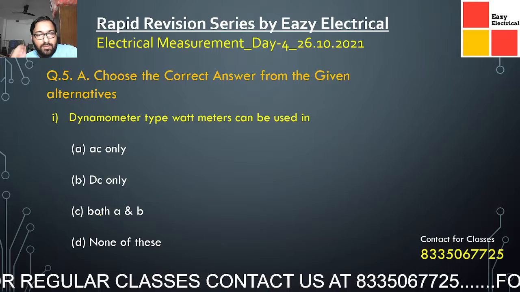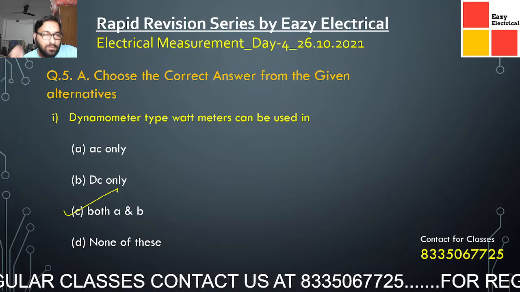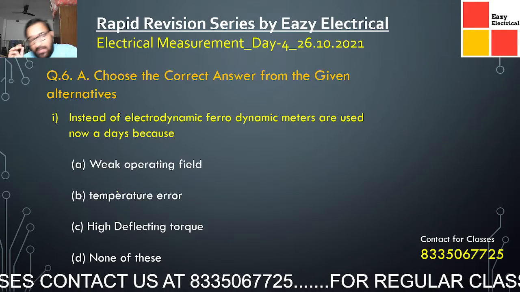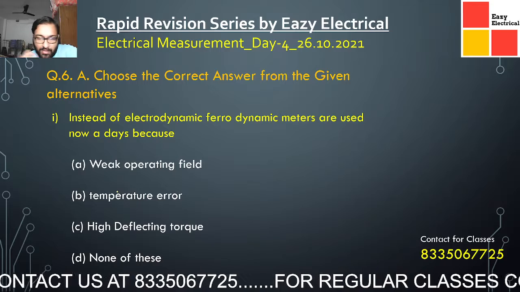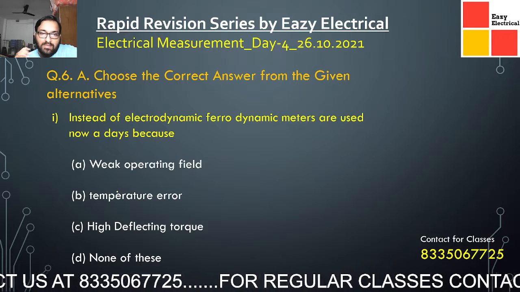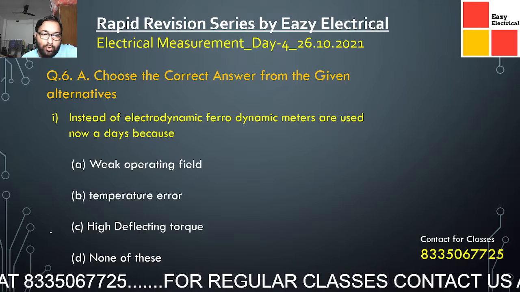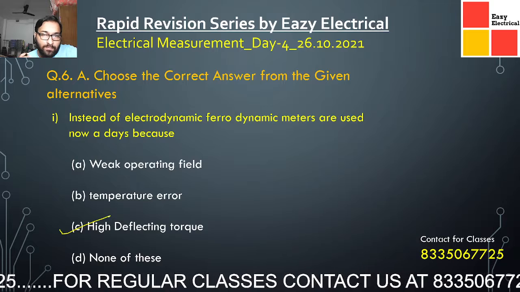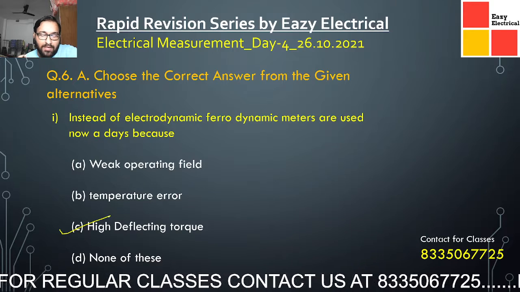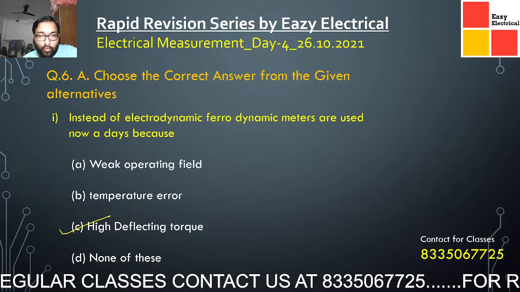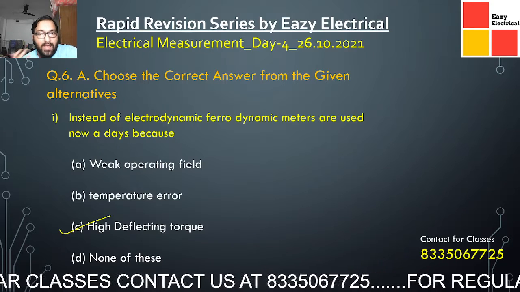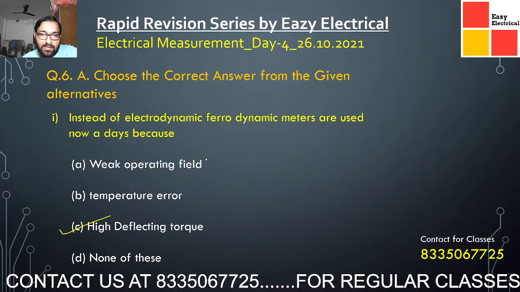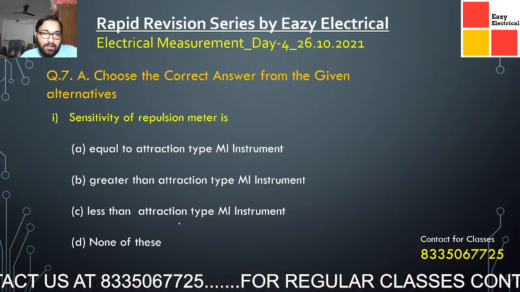Dynamometer type wattmeters can be used in both AC as well as DC. Electrodynamometer type wattmeters can be used for both DC as well as AC. Instead of electrodynamometer type wattmeters, ferrodynamic meters are basically used. The fact is, they produce high deflecting torque. Why high deflecting torque? Because ferrodynamic and ferromagnetic materials produce a higher amount of operating field. If a higher amount of operating field is produced, high deflecting torque will be produced. So the other two points are not correct, but this point, high deflecting torque, is correct.